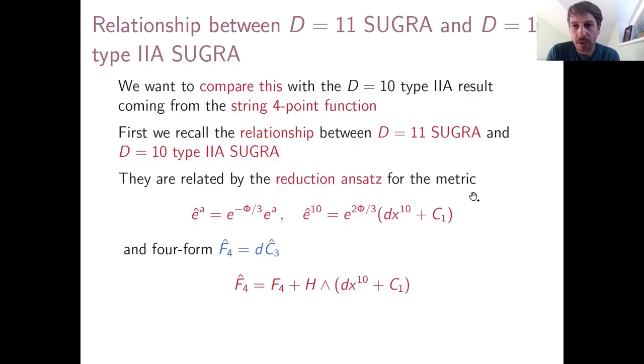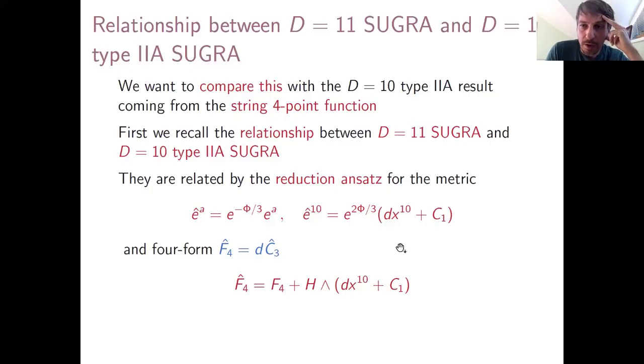So the reduction of the 11-dimensional metric, I've written it here in terms of the field lines. It takes the following form. The first 10 field lines in 11 dimensions reduce to the 10-dimensional field lines with this factor of the dilaton, e to the minus phi over 3. Whereas the 10th one has a different factor of the dilaton, and it introduces the one-form Riemann field in 10 dimensions.